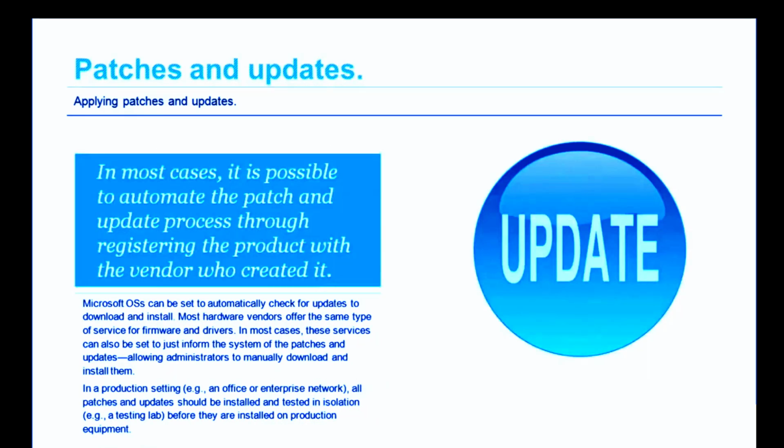In most cases, it is possible to automate the patch and update process through registering the product with the vendor who created it. Microsoft's operating systems can be set to automatically check for updates, and it will download and install them if you configure it that way. Most hardware vendors offer the same type of service for firmware and drivers.